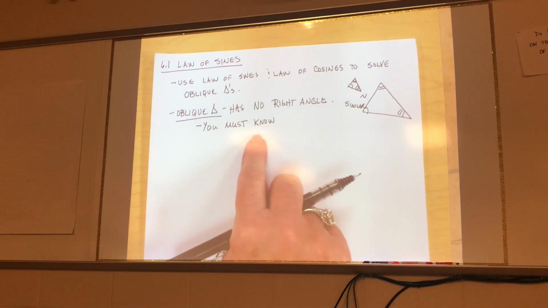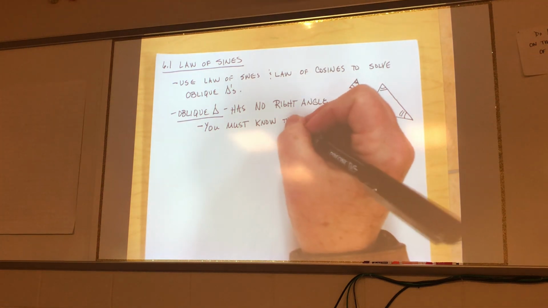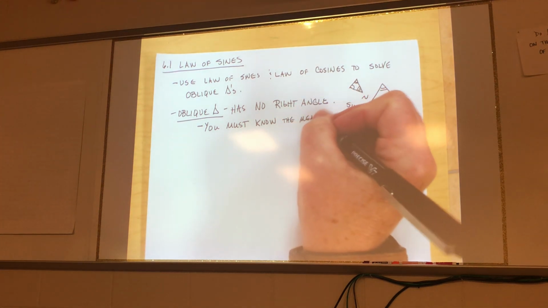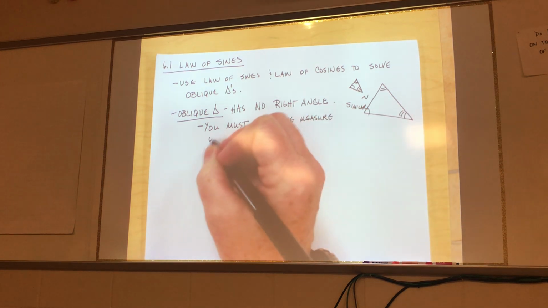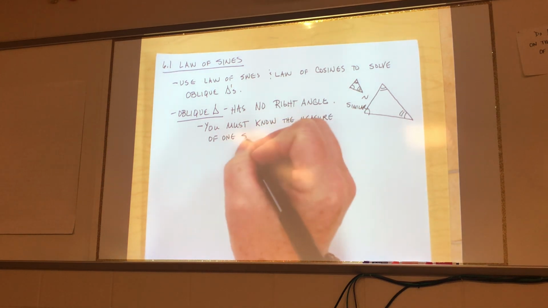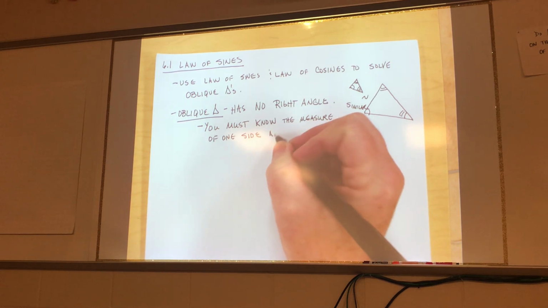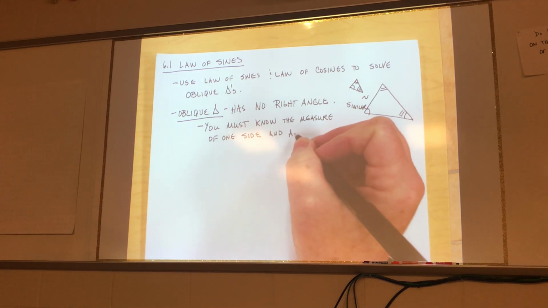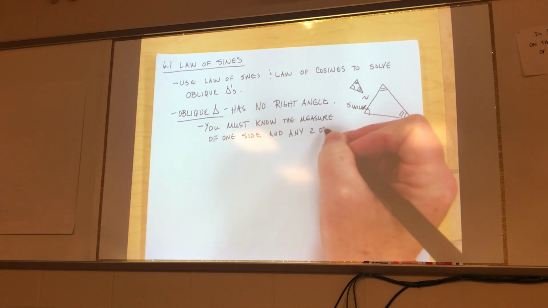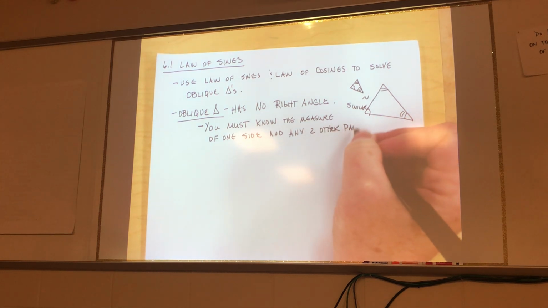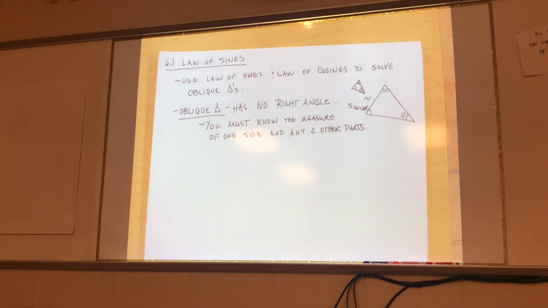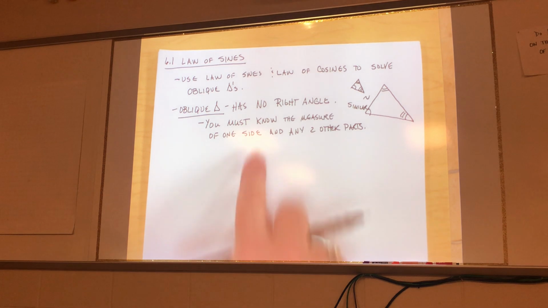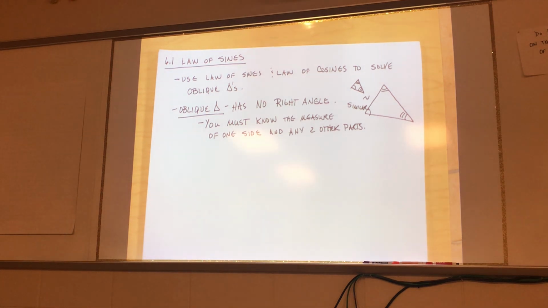So not 3 angles. You have to know 3 things, but you must know the measure of one side and any 2 other parts. Okay? One side and any 2 other parts. So that one side is going to determine the size of your triangle. The angles are going to determine its shape, but the sides are going to determine how big it is.